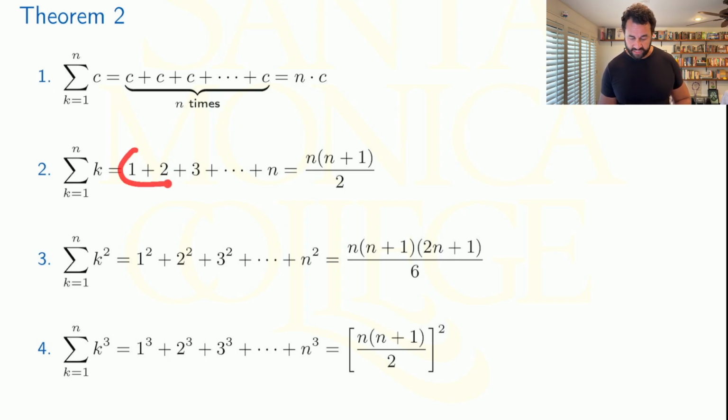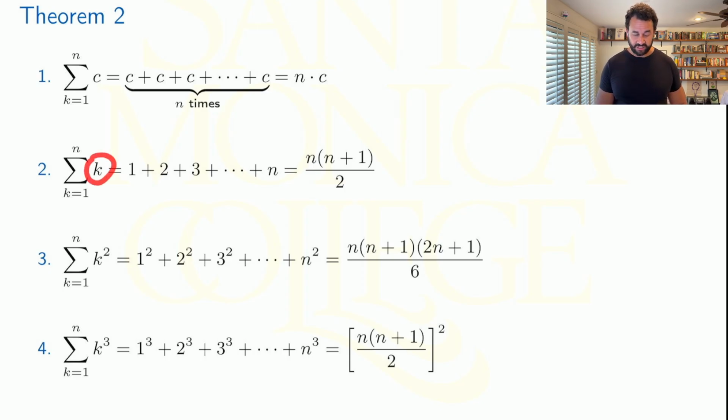So in other words, if you wanted to add up the numbers from 1 to n, it turns out this formula gives you that result. n times n plus 1 over 2. Pretty cool stuff. We're not going to prove these, but we will explore them in the activity associated with this.